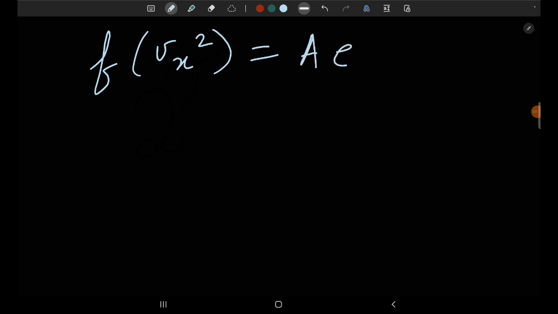In the last video, we arrived at the probability density function of the 1D Maxwellian distribution. We said that the probability density function was given by a e to the power minus alpha Vx squared.